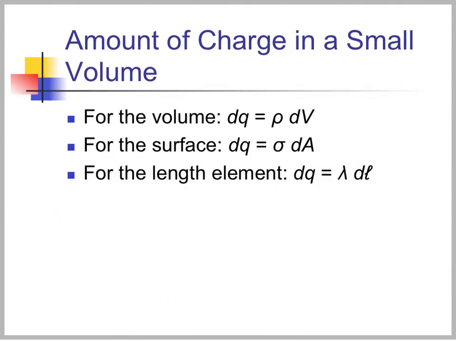So then if I look at a little bit of, say, the volume charge, the little bit of charge is equal to rho times a little bit of volume. Or on a surface, the little bit of charge is equal to sigma times a little bit of area. Or along a line, the little bit of charge is equal to lambda times a little bit of the length of the line. So we can use these. If I'm integrating over, say, a volume charge density, wherever I see dq, I just replace it with rho dV. And dV is something we understand. We can integrate over a volume.